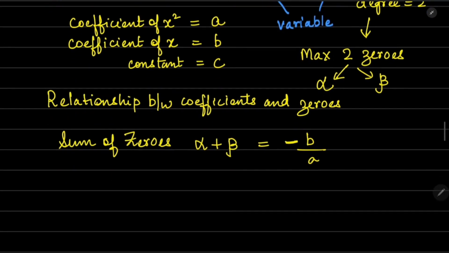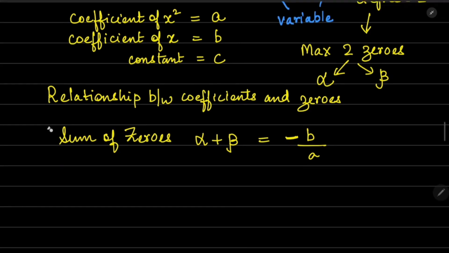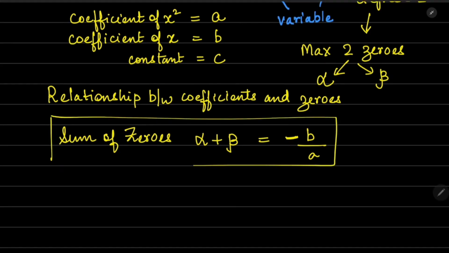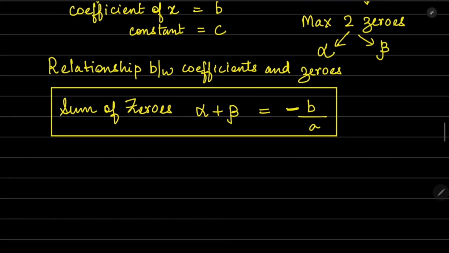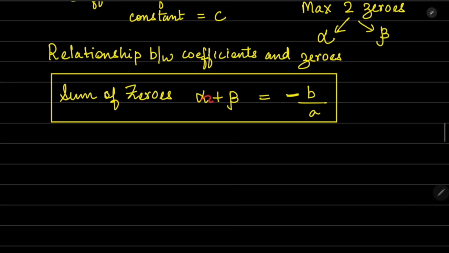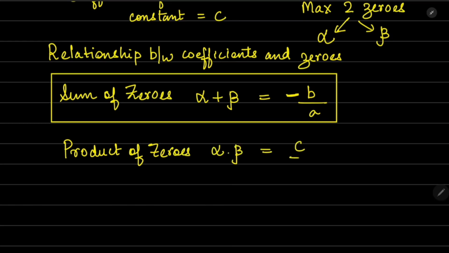Now, this is the first thing that you have to remember. Let me put this in a box. That is, the sum of the zeros, the formula is minus b by a. Similarly, there is another. So here, it is a relationship between alpha, beta and b and a. Alpha, beta are the zeros and b and a are the coefficients. So there is another relationship, that is the product of the zeros. Product of the zeros means alpha multiplied by beta is always equal to c by a.